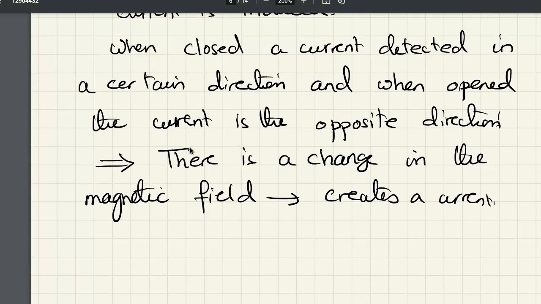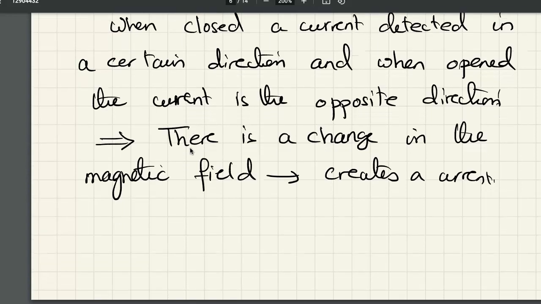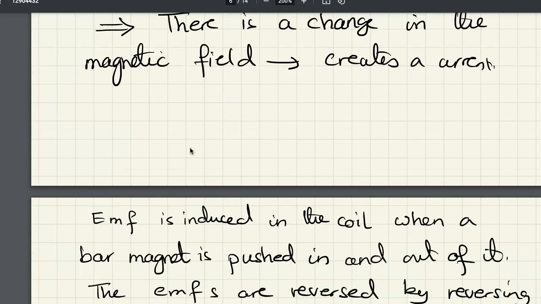Now, the conclusion here is that if there is a change in the magnetic field, which means, say the current was stable in the circuit and did not change, no induced current will be created. But if there is a change, which means the current is growing or the current is dying, then there is a change in what is called the magnetic flux, which creates a current.